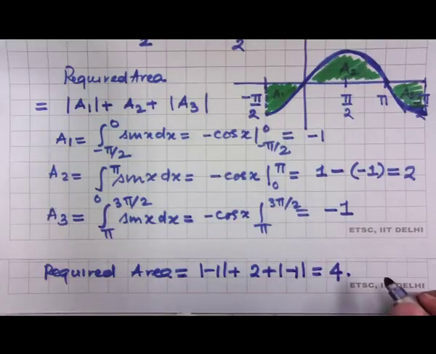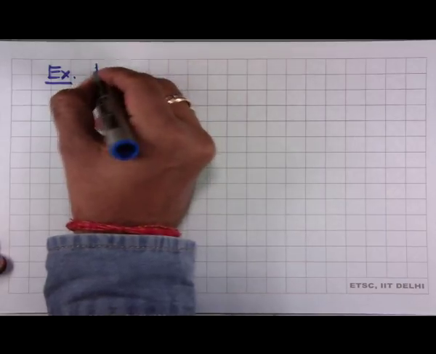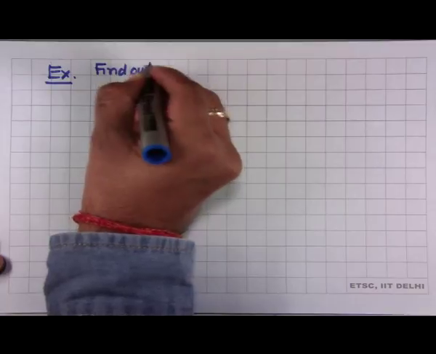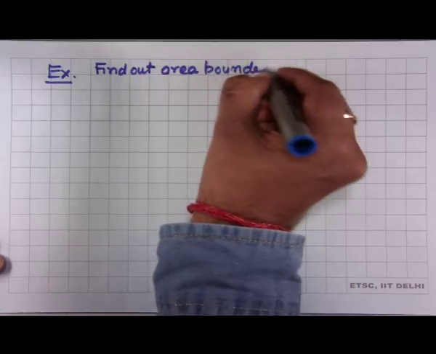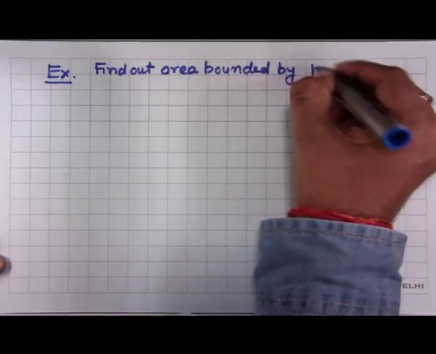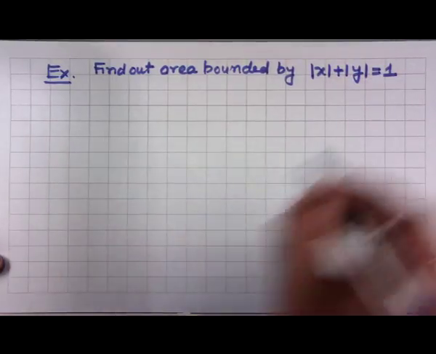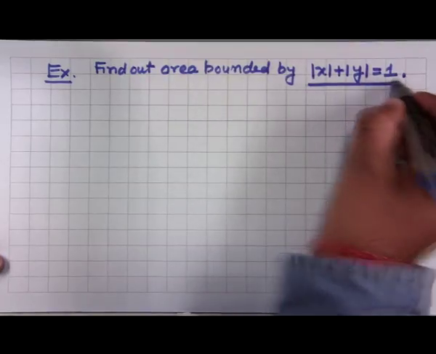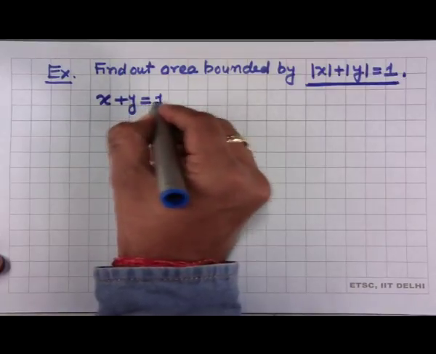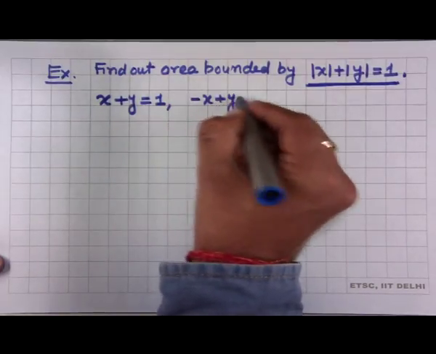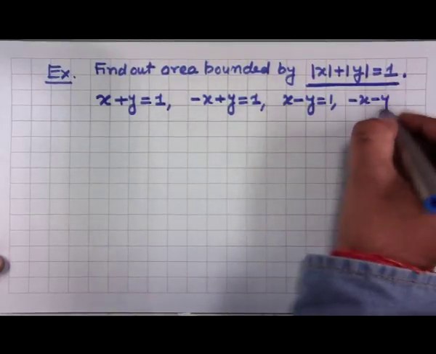Let us take another example. Find out area bounded by mod x plus mod y equals to 1. So, if you examine carefully, this equation represents 4 curves, x plus y equals to 1, minus x plus y equals to 1, x minus y equals to 1, and minus x minus y equals to 1.